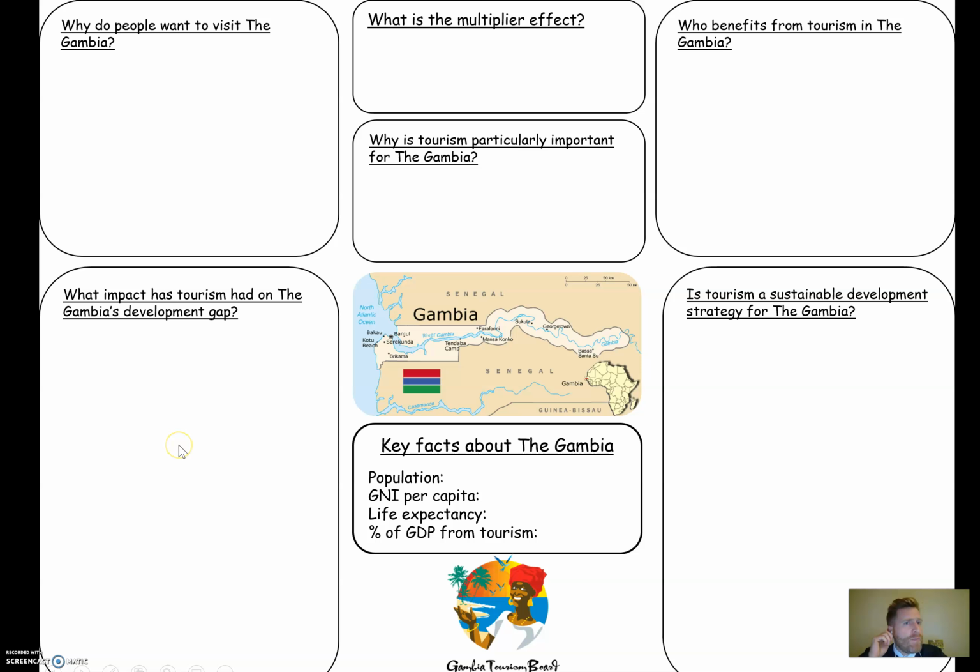So far, you should have been able to fill in this key facts about the Gambia, or certainly most of those boxes there. You should have been able to fill in this box, which is why do people want to visit the Gambia.